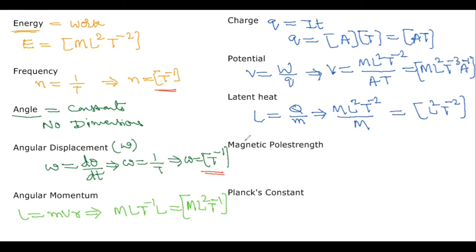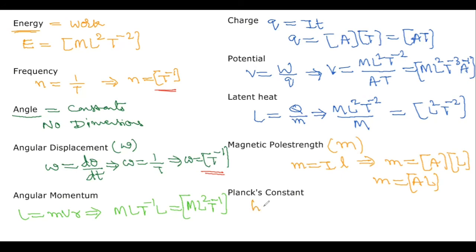Now coming to the next one, magnetic pole strength. Magnetic pole strength is represented with small m. It is nothing but the product of current and length, that is I into L. That is m is equal to current, the fundamental quantity, whose dimension is A, and length L, so A into L. That is the dimensional formula of magnetic pole strength.